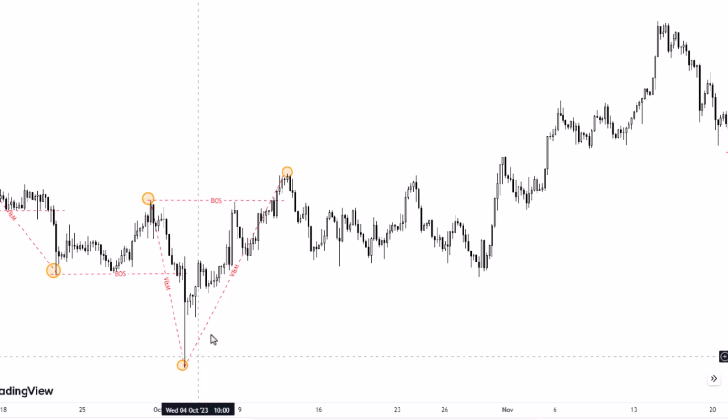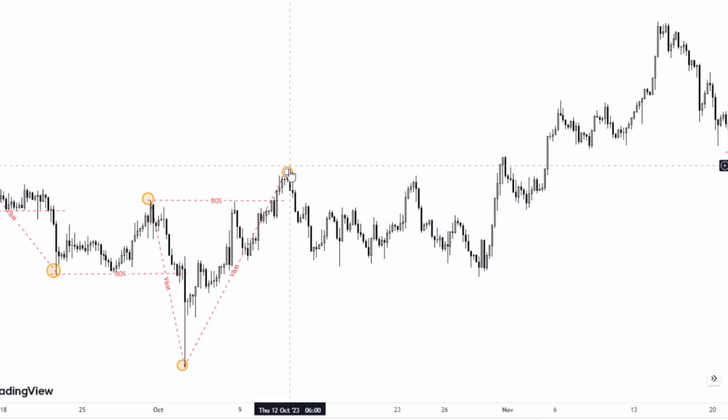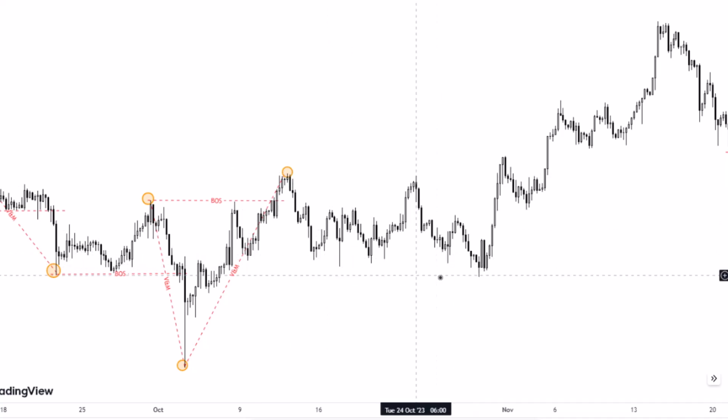So we have another structure, you see, from this lowest low to this highest high. Okay, now where the market retraces, it retraces all the way to the downside. Where was the lowest low? Here.